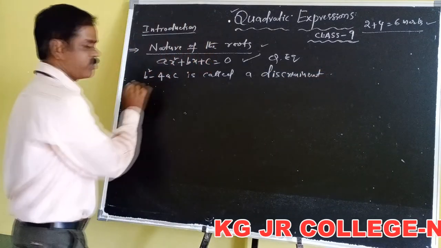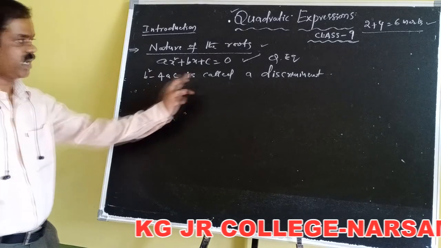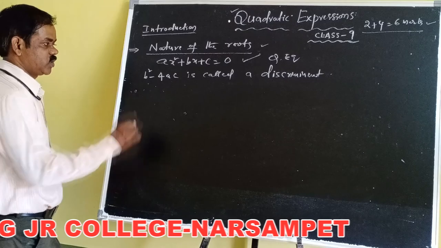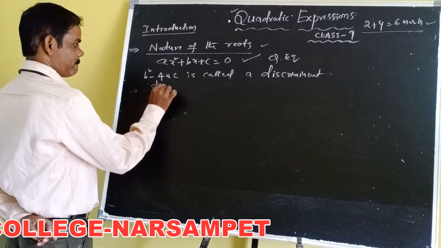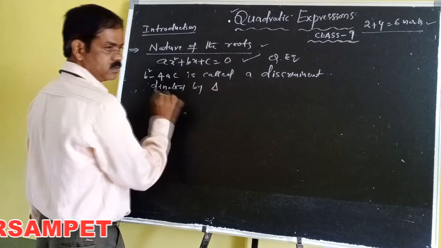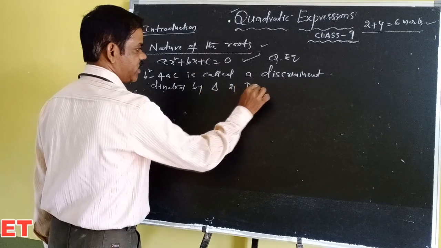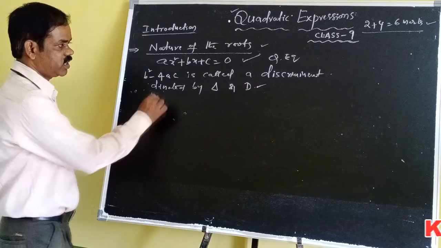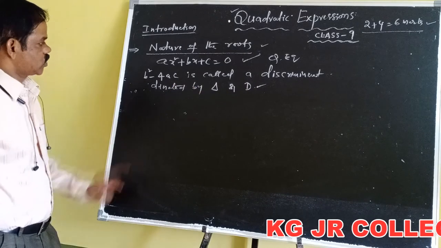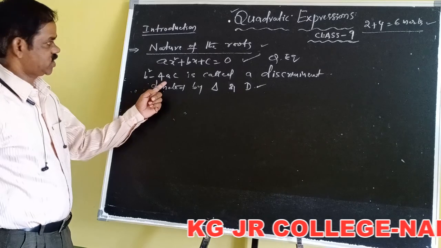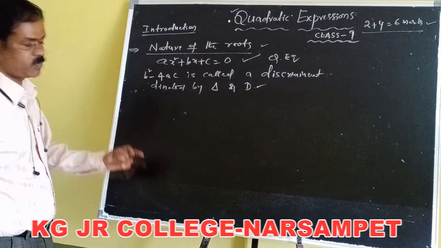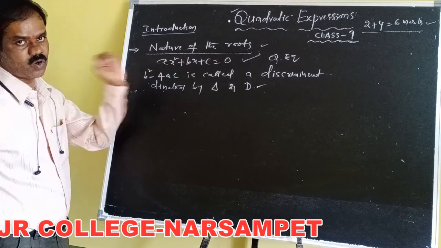So what about b square minus 4ac? This one is called the discriminant of our quadratic equation. It is denoted by delta or capital D. Okay, how to denote the discriminant? Delta or capital D. By using b square minus 4ac, we can learn about the nature of the roots of a quadratic equation.